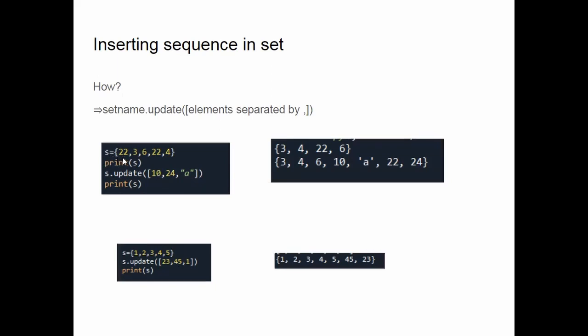So suppose S is equal to 22, 3, 6, 22, 4, and we are printing it. After updating, what we are going to see is that 10, 22 and a are stored anywhere in the set. Again, we have new elements 23, 44, 45 and 1 to be inserted in S. So how are they inserted? This is not always the same, because the position is not fixed. The elements can be updated or added randomly anywhere in the set.